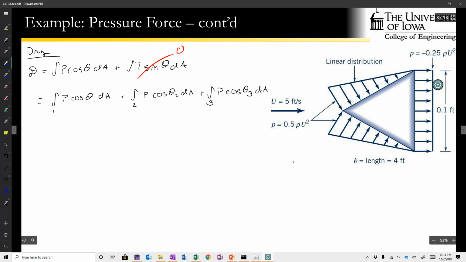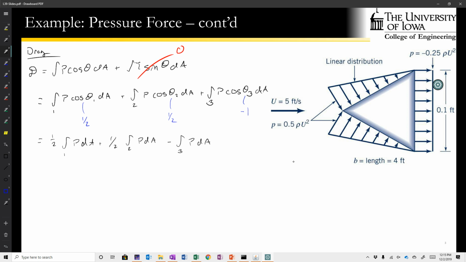It's cosine of theta 1 and theta 2, because they're both 60 degree angles, it's going to work out to be 1 half, right? 1 half, and then this one's going to end up being negative 1. So we're going to end up with 1 half integral over surface 1 of P dA plus 1 half integral over surface 2 of P dA minus integral over surface 3 of P dA. Now, we don't have any cancellation going on here, at least not by inspection. So now we've got to actually use that integral of the pressures.